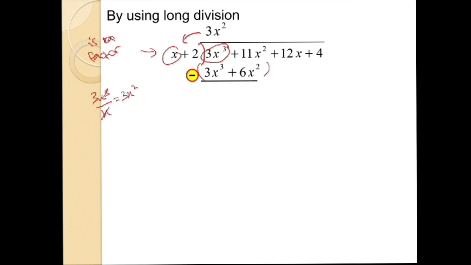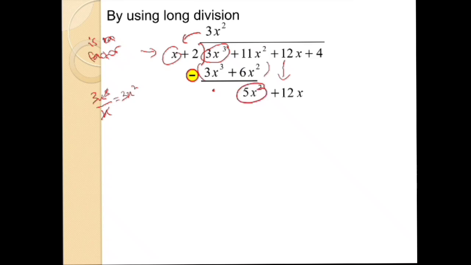Write a bracket there to reduce careless mistakes. Make sure your first term is 0. So 3x cubed minus 3x cubed is 0. If it's not 0, something is wrong with your choice of quotient term. And then 11x squared minus 6x squared is equal to 5x squared. Bring your next term downwards, and then find your next quotient term.